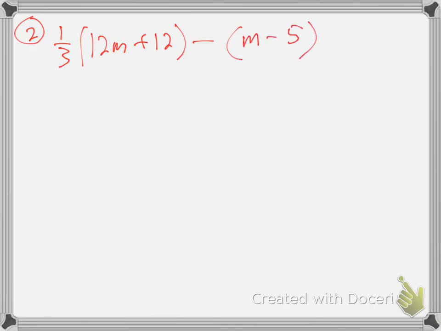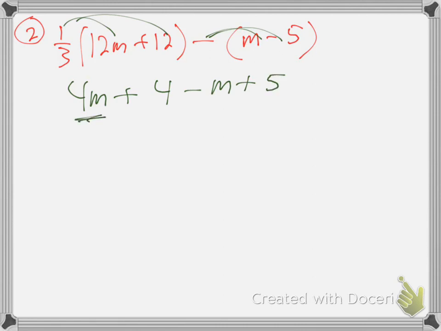I don't want to go too slow or too fast. So that 1/3 is going to multiply in there. It's really just going to divide those things by 3. So 12m divided by 3 is 4m, and 12 divided by 3 is 4. Is that good? And then that minus sign, same thing as a minute ago. Minus m plus 5.